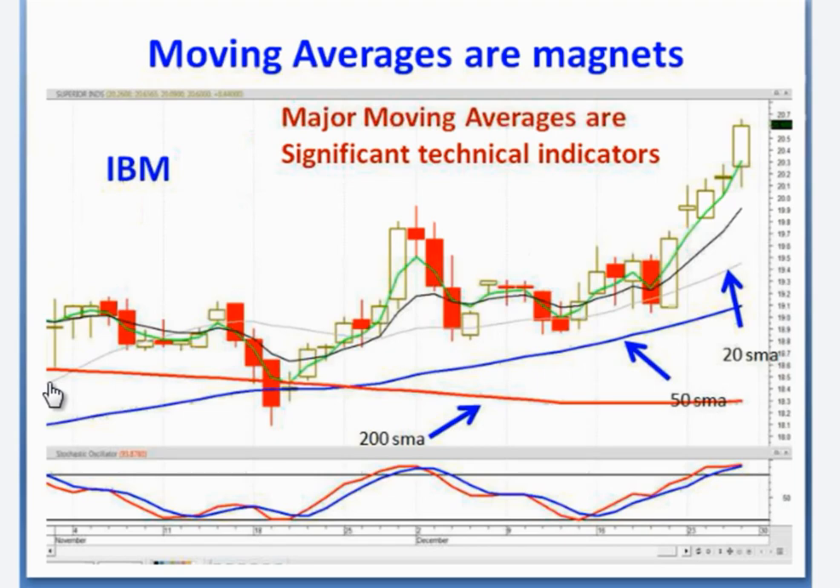So if we can take a look at a chart, again, 200-day simple moving average, 50-day simple moving average, the gray line, the 20-day simple moving average. And then the T-line is the black line, and the 3T line is the green line.